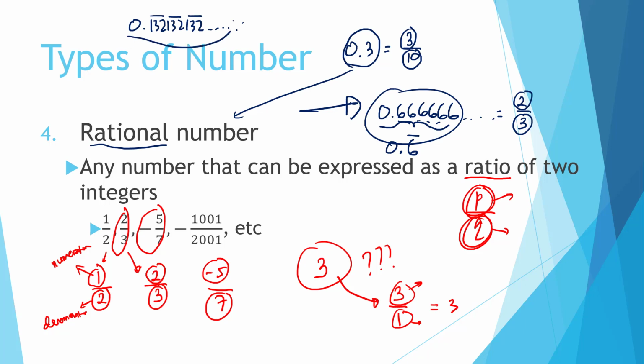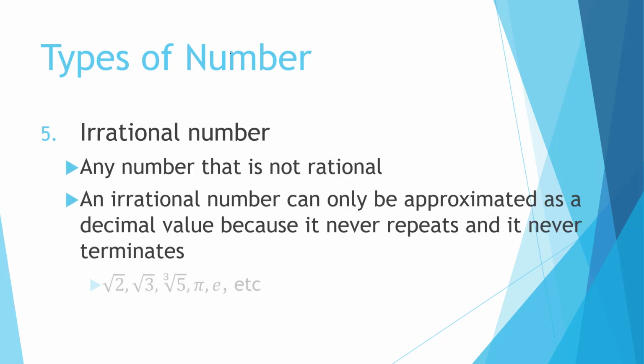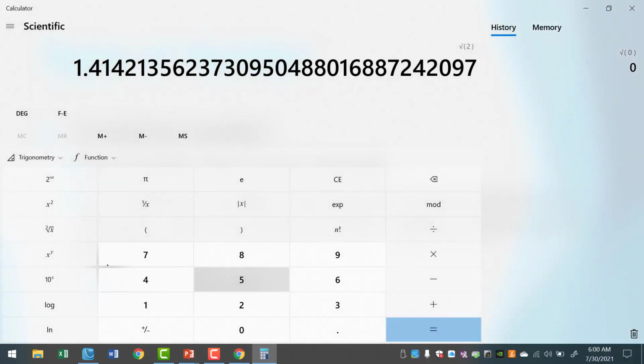And another example like this one here, we have a pattern like 1 2 3 1 3 2 1 3 2 and so on. So we have this pattern here. But when we see irrational numbers like square root of 2, this is one example of an irrational number. If you put that into the calculator, you'll see this number here. So the question is, do you see any pattern in here? 4 1 4 2 1 3 5 6 2 3 7 3 0. There's no pattern, and it goes on infinitely. So that's why square root of 2 is an irrational number.